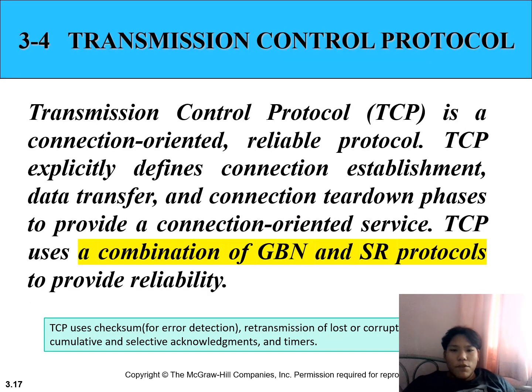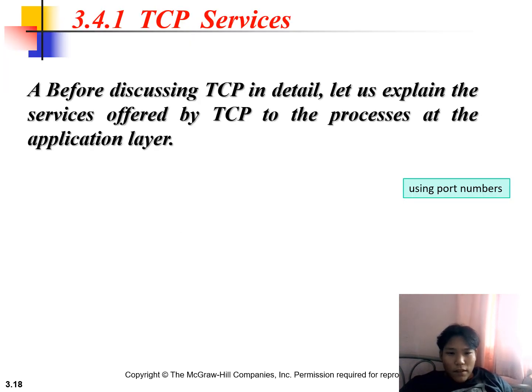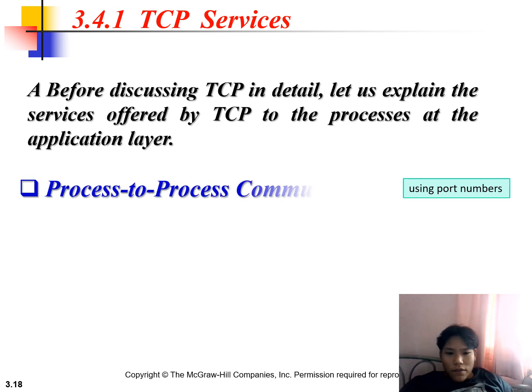Next is Transmission Control Protocol, or TCP. TCP is a connection-oriented, reliable protocol. TCP explicitly defines connection establishment, data transfer, and connection teardown phases to provide a connection-oriented service. TCP uses a combination of GBN and SR protocols to provide reliability. TCP services.